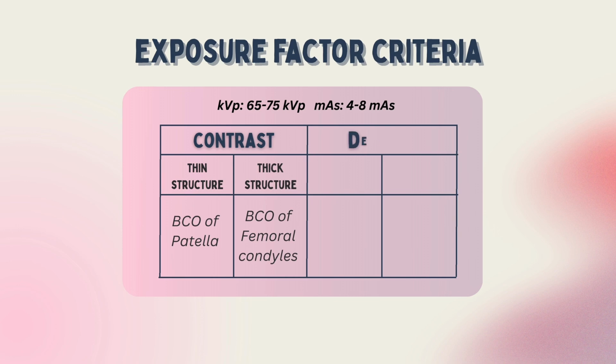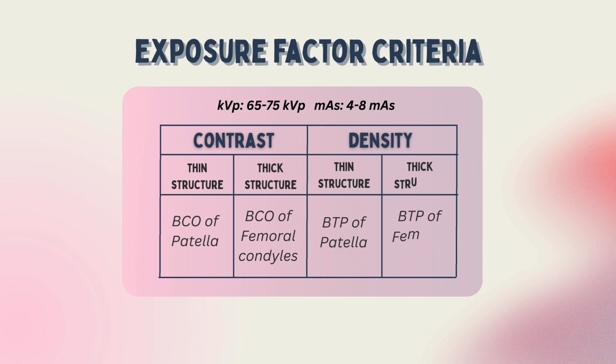Now, in terms of density, the thin structure is the bony trabeculae pattern of the patella, and the thick structure is the bony trabeculae pattern of the femoral condyles.